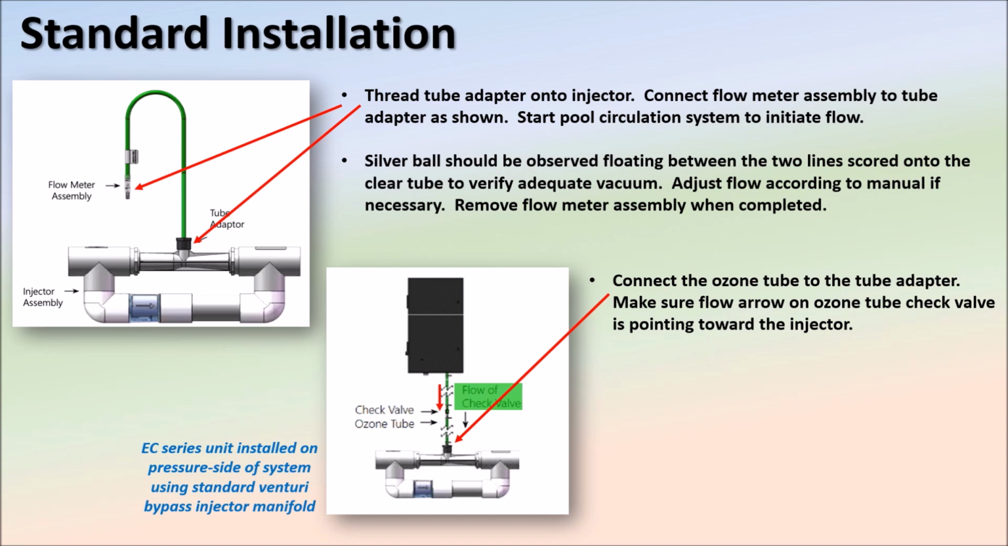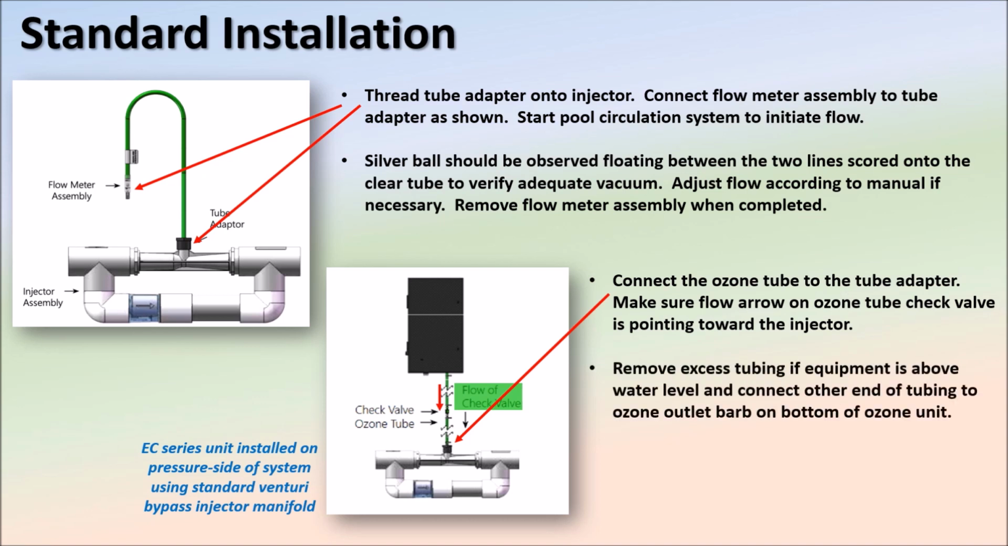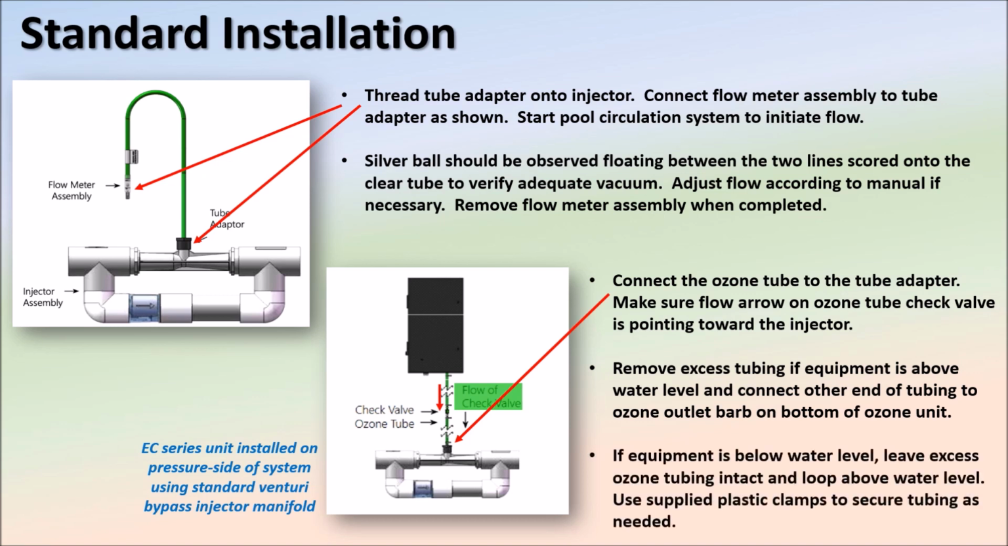If the pool equipment is above the water level of the pool, cut off any excess tubing and connect the free end to the ozone outlet hose barb on the bottom of the enclosure. If the equipment is below the water level, leave the extra tubing as is and loop it above the water level if possible to create an airlock. Secure the tubing to the connection points using the plastic clamps included in the installation kit.